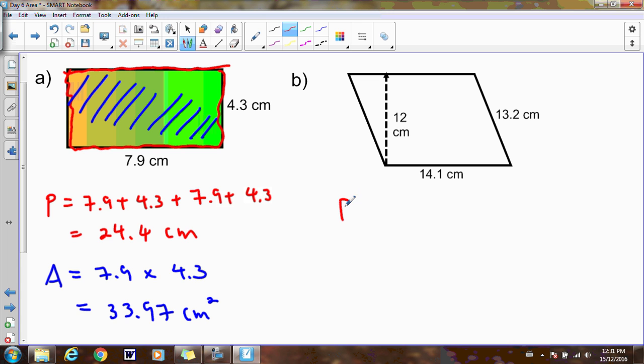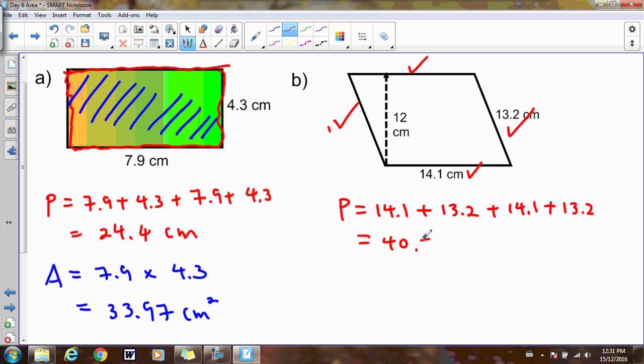We move on to B. It's a parallelogram, so we do exactly the same thing. We do 14.1, which is this side, plus 13.2, which is this side here, plus 14.1, which is the top, plus 13.2, which is the last side there. And we're going to have 40.5 centimeters.